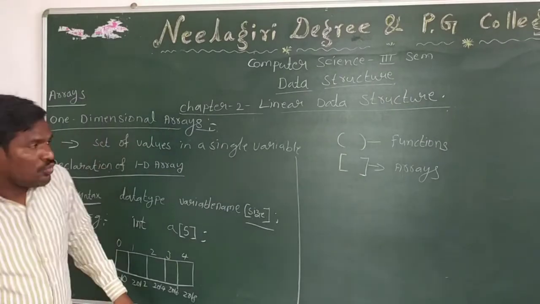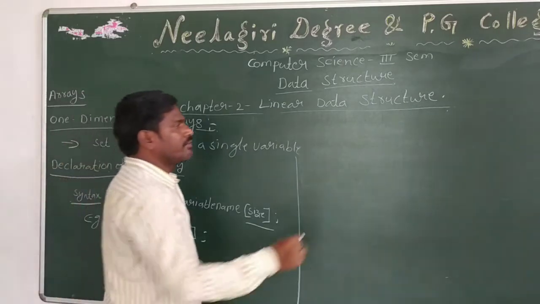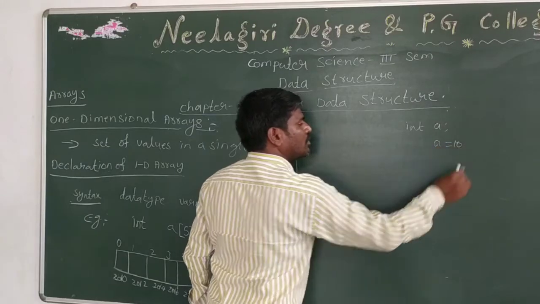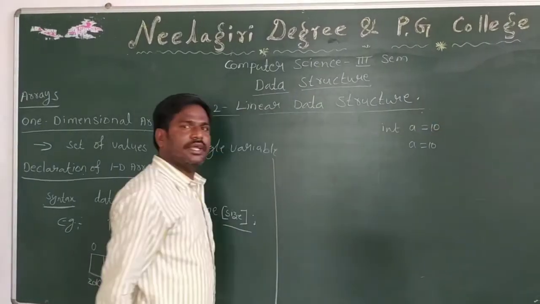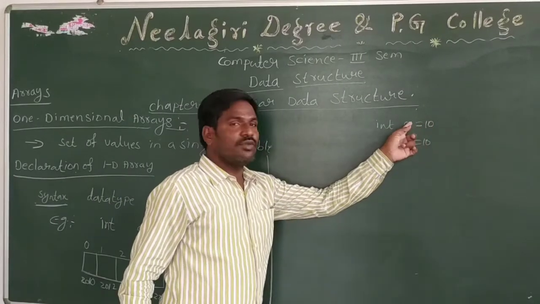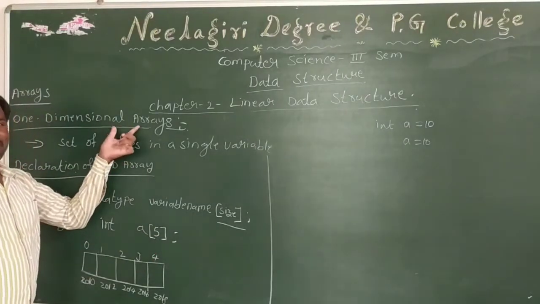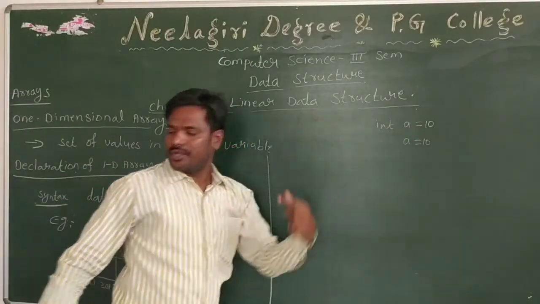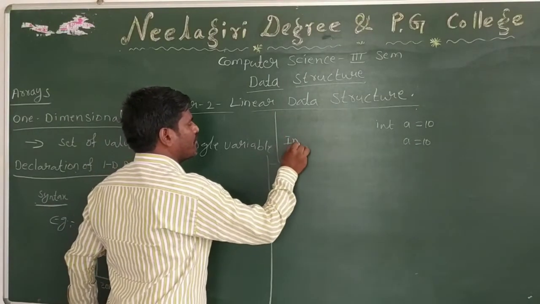Next one. How to assign the values to the one-dimensional array? If you declare a normal variable, say for example integer a, directly you can assign a is equal to 10, or you can assign the value at the time of declaration. That is called initialization. When there is a single value, we can assign like this. But an array can store multiple values. How to assign multiple values to the variable? That is called initialization of an array.